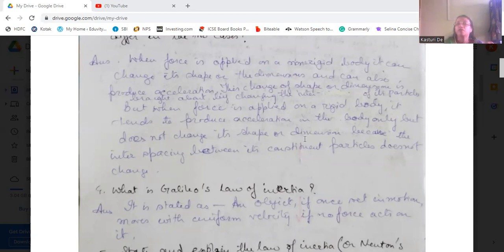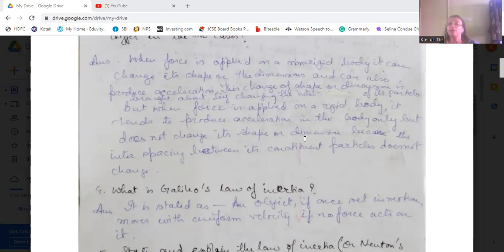Okay. But when this force is applied to a rigid body, because their intermolecular spaces are very... not so close to each other. Particles are not so close to each other in this non-rigid body. They are not close to each other. That's why they are flexible. So you can move it, or you can change the shape or dimension.